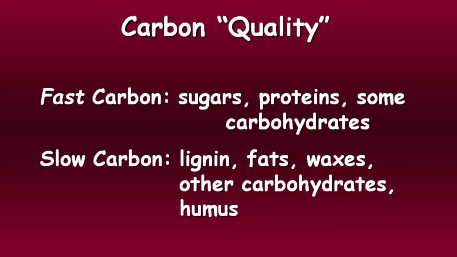They're carbon too, but because of some reasons we'll talk about, it takes microbes longer to generate the enzymes to break these things down. These are the humus type polymers, lignins, fats, and waxes, the leftovers of the plant parts that are very difficult to decompose because of their chemical structure. So those I like to classify as slow carbon.